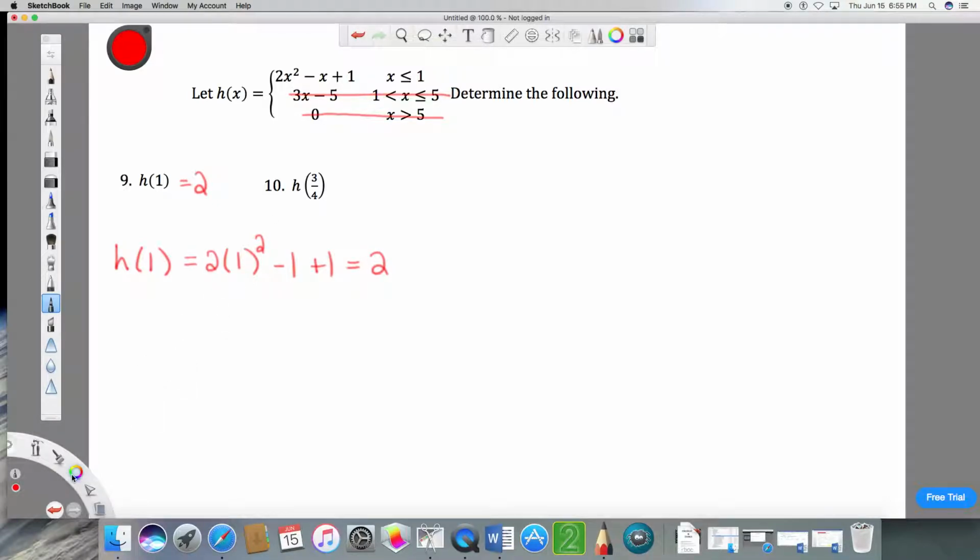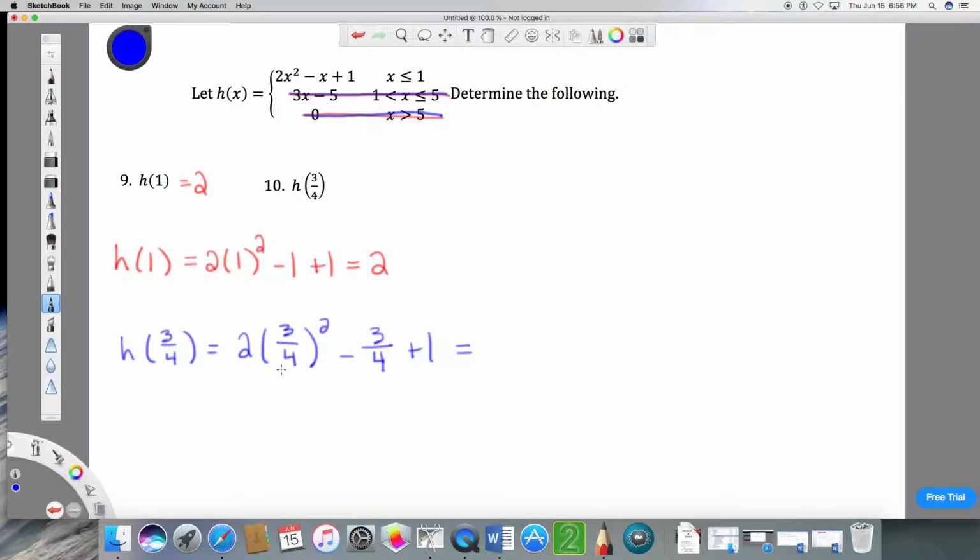Let's take a look at number 10 and try to do the same thing. So 3/4. 3/4 is not bigger than 5, so I'm not going to use this bottom one. 3/4 is not between 1 and 5, so I'm not going to use it. 3/4 is less than or equal to 1, so in number 10, I'm going to use this top equation. So I have 2 times 3/4 squared minus 3/4 plus 1. So what do I get here?